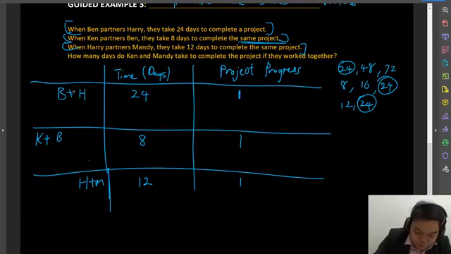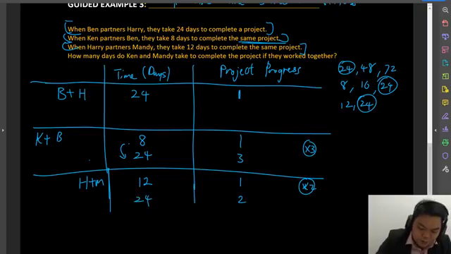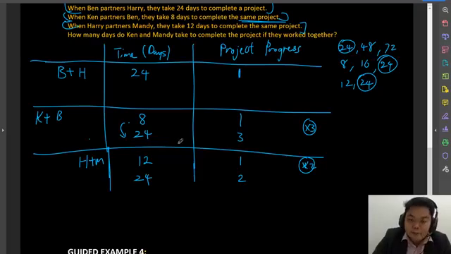So if this is 24, you will see that there is no need for you to do anything to B and H. For K and B, you want to multiply this by 3 to get your time to 24. Your project progress will then be 3. Then for this, you want to multiply it by 2, you will get 24 and 2 projects done. Once we've made time common already, everything else can be fairly compared.